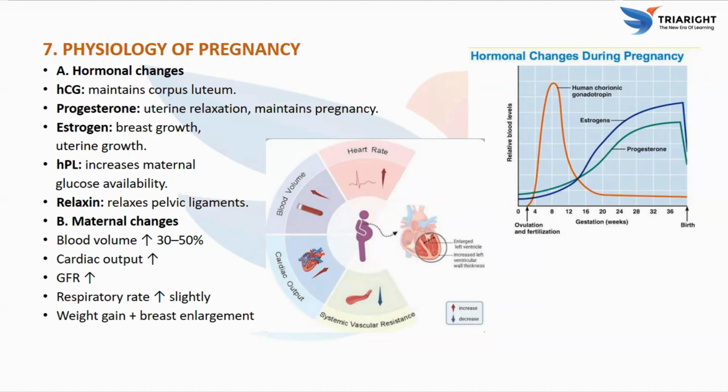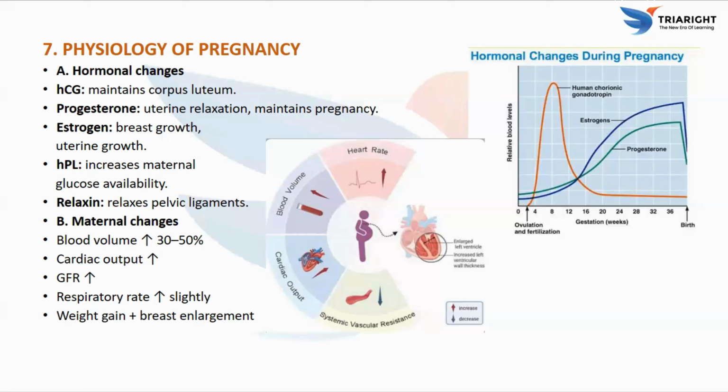HCG hormone, human chorionic gonadotrophin. This is made by the trophoblast, which is the early placenta. Its main job is to maintain the corpus luteum in early pregnancy. The corpus luteum produces the progesterone. It keeps the pregnancy stable. And HCG peaks around 8 to 10 weeks, then decreases, as shown in the graph over here on the right side.